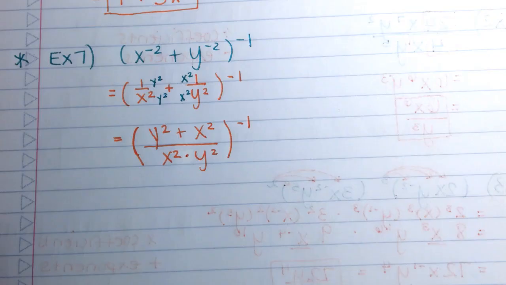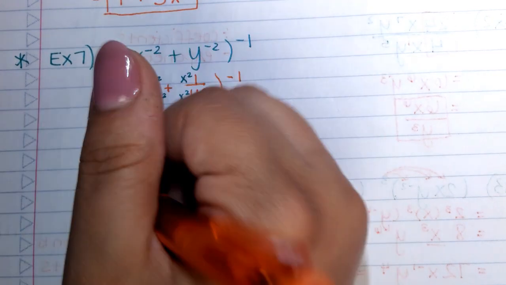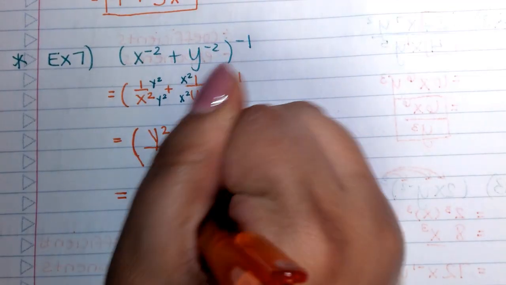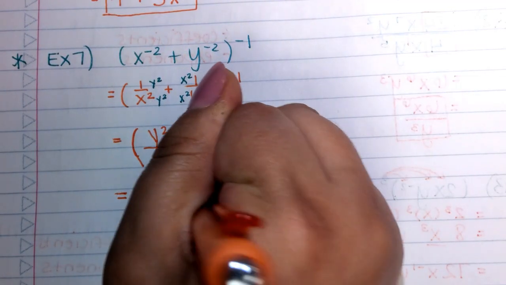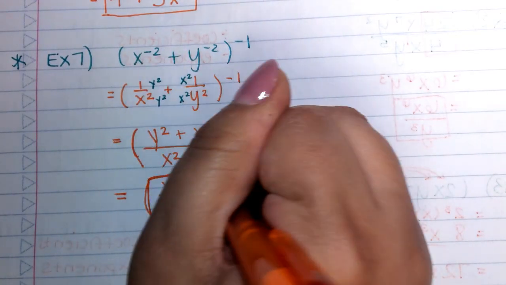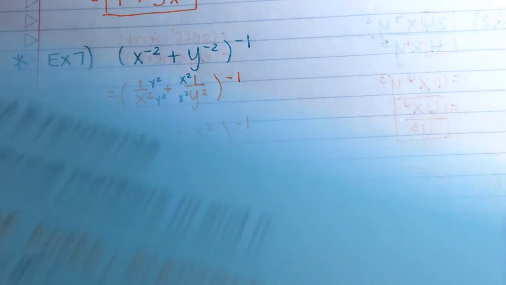Does that make sense? Now what can I do? Now I can get rid of this negative 1 by doing what? Flipping it. X squared, y squared over y squared plus x squared. And actually that's my answer. I'm done because it's to the 1, which is just not. Does that make sense? Yes, no, maybe so? I highly recommend worksheet 1.